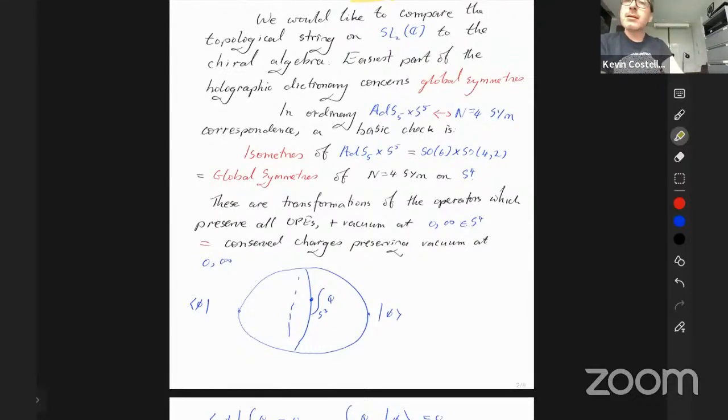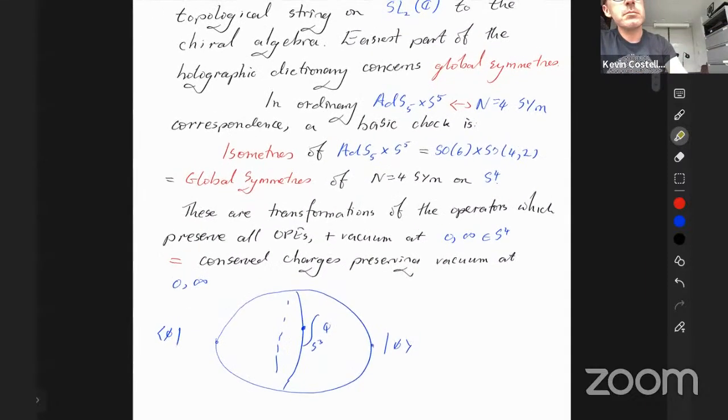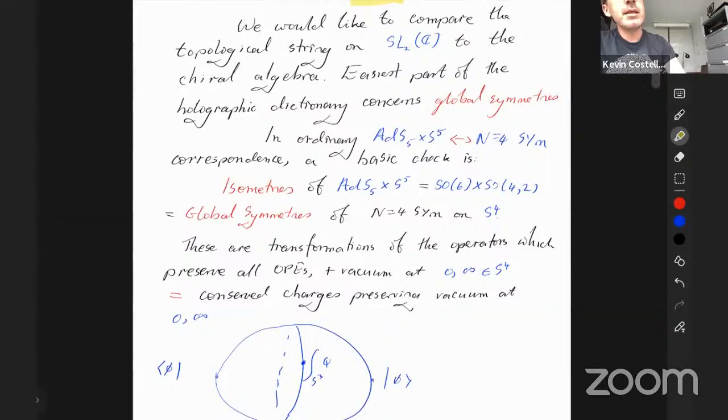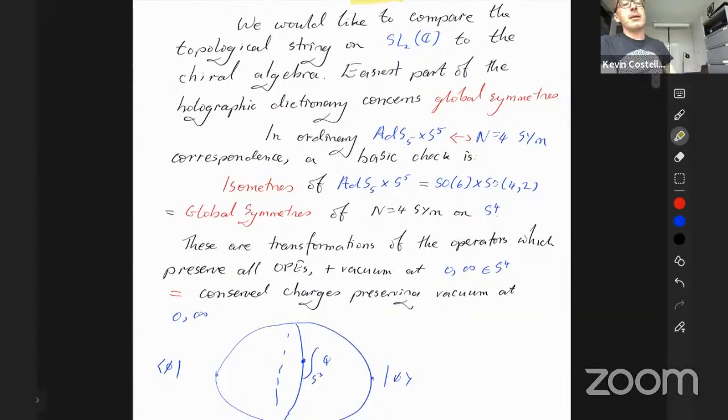So if we go back to think about the more familiar AdS5 times S5 holographic dictionary, the very easiest thing you might see is that in AdS5 times S5, the symmetries of the CFT are the same as the isometries of the geometry. This is a very basic and elementary check of the AdS/CFT correspondence. So, well, the isometries of AdS5 times S5 are SO(6) times SO(4,2).